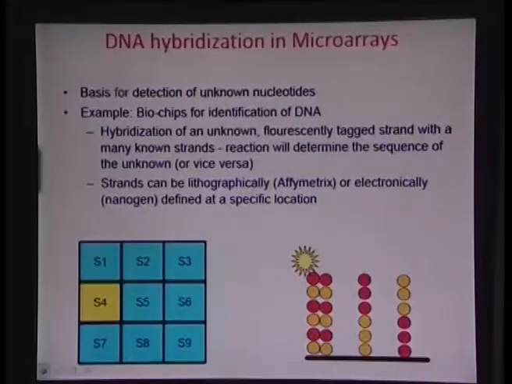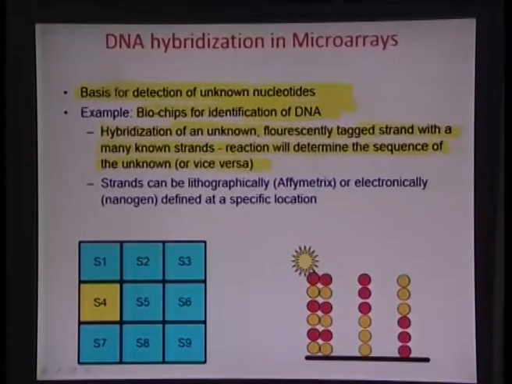The very interesting aspect of all this is how do you build such microarrays, or what is the basic principle or basic mechanism of such microarrays. Definitionally, hybridization essentially is the basis of detection of the unknown nucleotides. Examples that come into the picture are biochips for identification of DNA: hybridization of an unknown fluorescently tagged strand with many known strands. The reaction will determine the sequence of the unknown or vice versa.